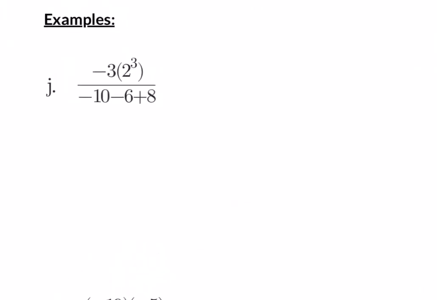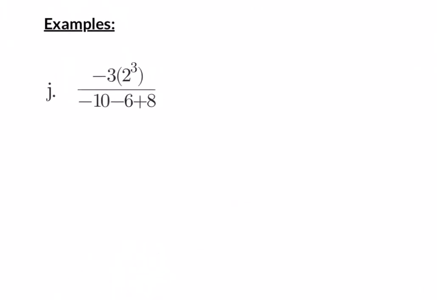So let's look at example J. So what we're going to do is inside numerators and inside denominators, we're still going to follow our order of operations. So the first thing in the numerator, what can we do? The first thing I can do is my exponent. 2 cubed. We get 2 times 2 is 4. Times 2 is 8.